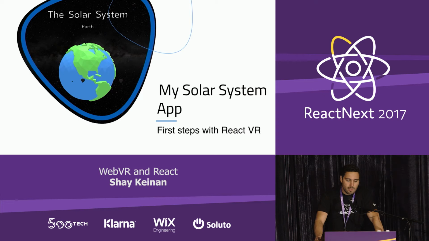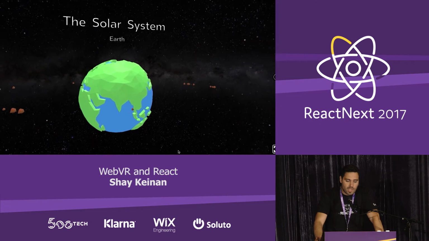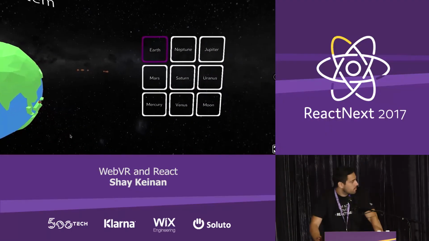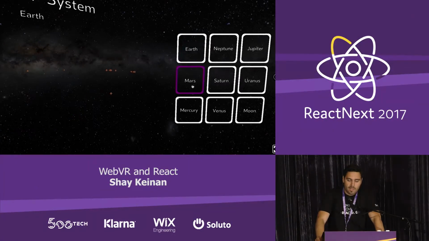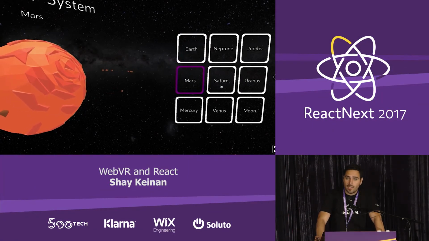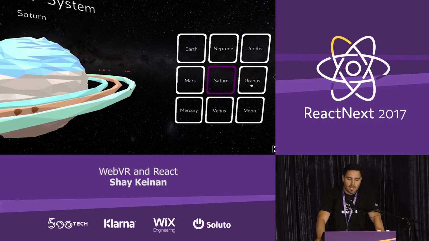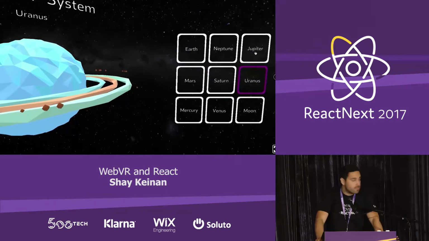So let's begin building our own application. The app that we are going to build together will present the solar system planets. This is what the application is going to look like. We can see a planet with some text. There is a menu on the right to change to another planet, and some additional info about the planet on our left.